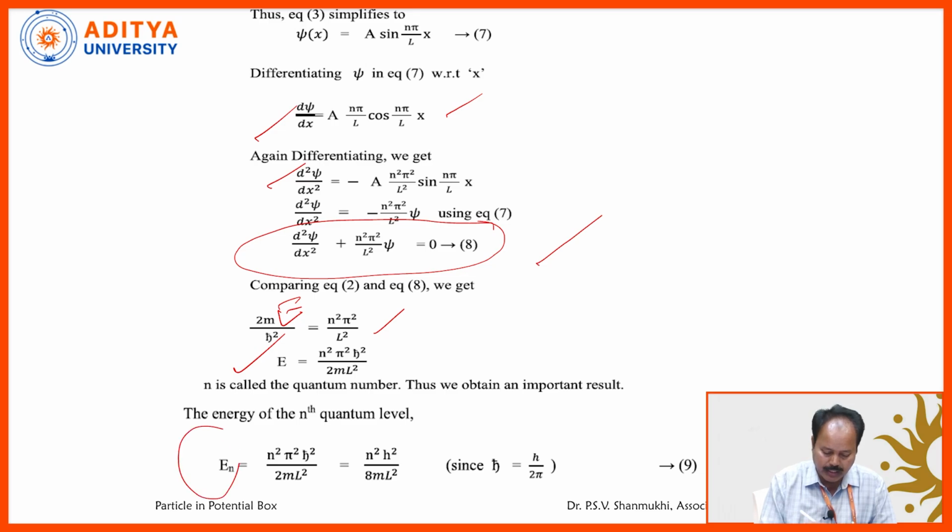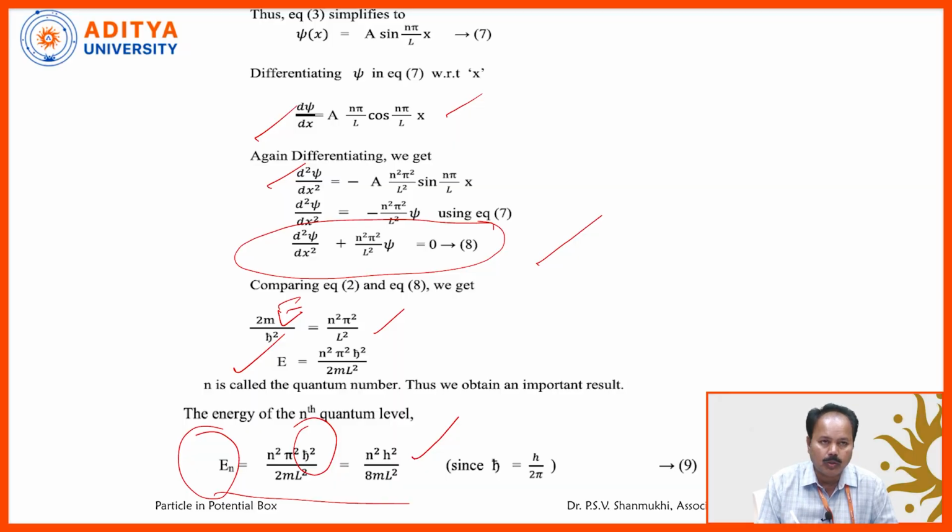That's why I'm writing this as E suffix n: n square pi square h cross square by 2m L square. Actually this h cross is h by 2 pi, already we know. On simplifying this, we get n square h square by 8m L square. So what is the final energy expression? En is equal to n square h square by 8m L square.